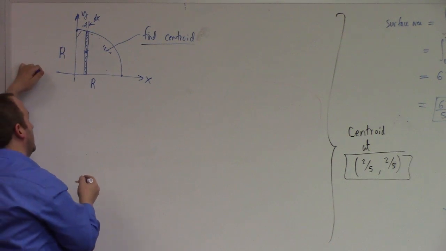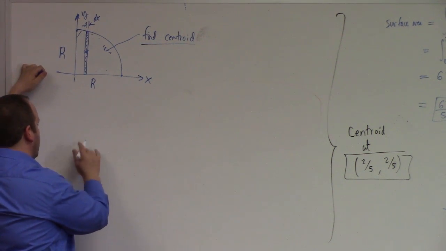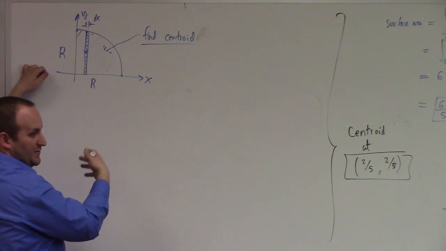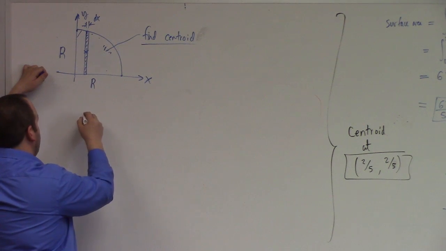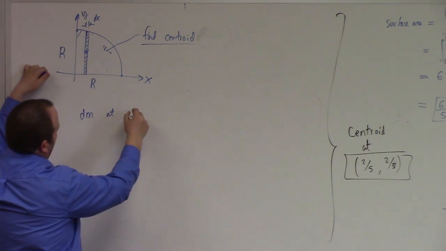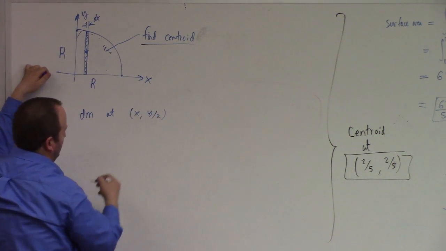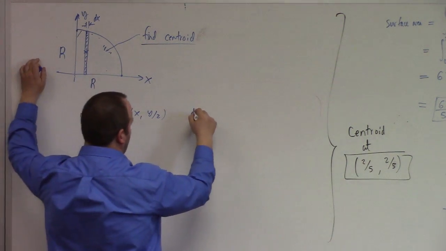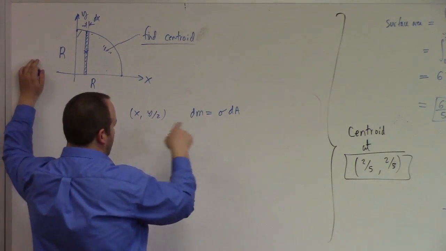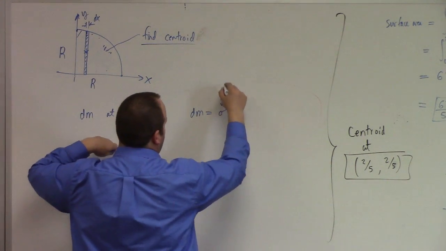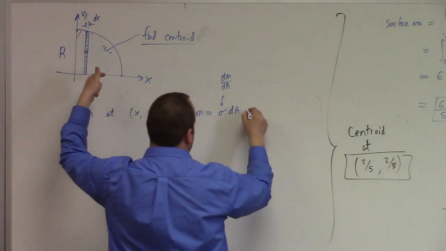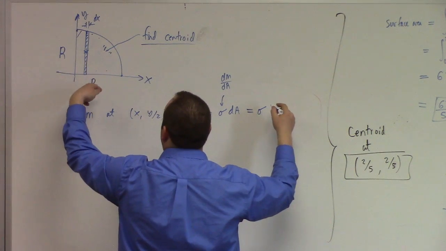So how to say this? It's essentially that you have, and I'm sorry, if I don't think about it in terms of actual mass density, I'll get into trouble. So it's as if you got a little dm at x comma y over 2, and the dm is equal to, let's say, sigma dA. This is the mass, sigma is the mass per unit area. The area of that is y dx.